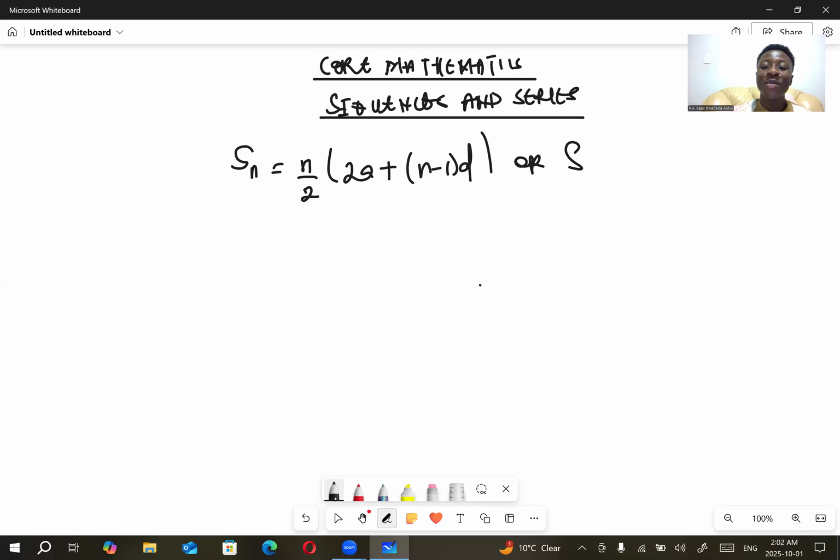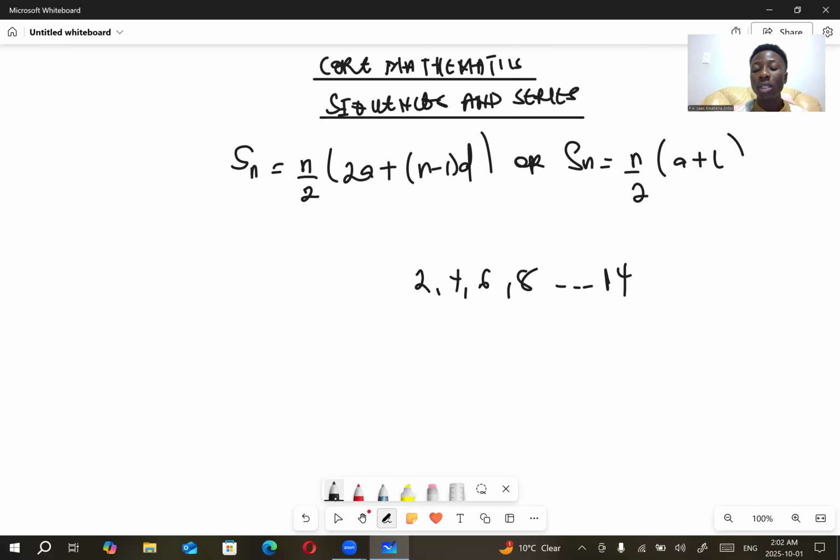Sn is equal to n over 2 into bracket a plus l. It can never be 1, it was l. This is for when I give you a sequence like 2, 4, 6, 8, and then I give you the last term. So this sequence has an end. If you have the last term, then to find the sum of the terms, you use this formula.